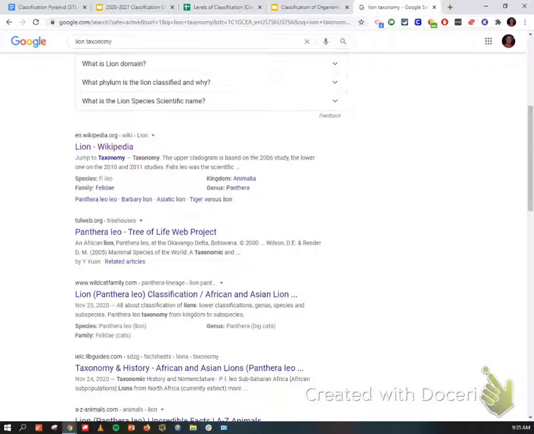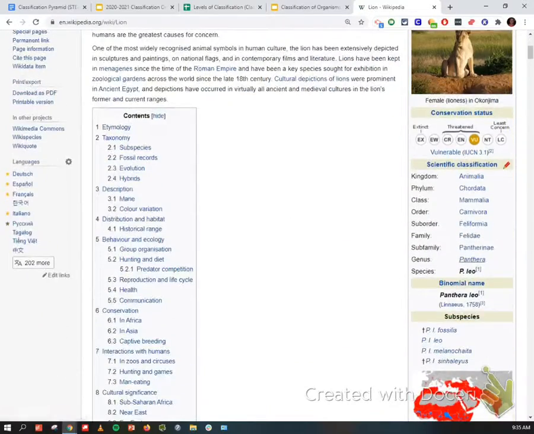So if you look at the lion taxonomy, click on Wikipedia, over here on the right is something very helpful. It shows the kingdom, phylum, class, order, family, genus, and species. And you may notice that I skipped over subfamily and suborder. There may be additional levels of classification. But you just need, did King Philip come over for great spaghetti? You need those main ones that we talked about.